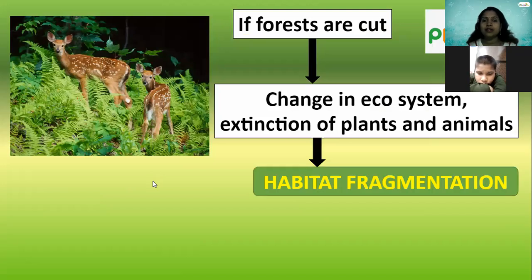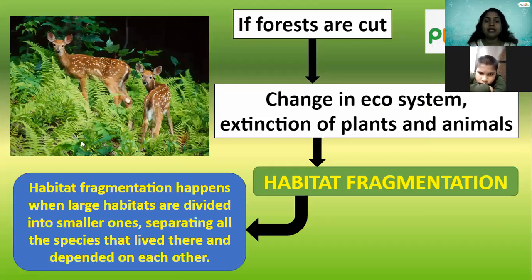Because of deforestation, then habitat fragmentation. They lost their habitat. Habitat fragmentation happens when large habitats are divided into smaller ones. That means in a large habitat, how they are dependent on each other. In the previous chapter, if you turn your pages, if you forgot, you can see a large habitat, how they are dependent on each other. Like in a pond, how the big fishes are eating the small fishes. Yes? Did you remember?